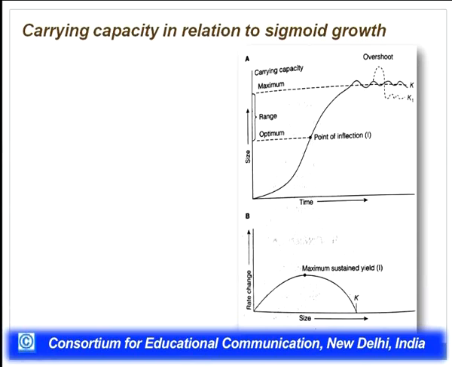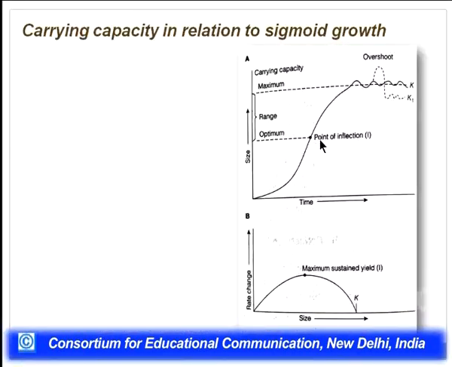This is also referred to by game fish and game managers. The point of inflection is the point of maximum growth, because here the individuals are very quickly replaced. So even if they harvest, they are very quickly replaced. So this is called the point of inflection, or the optimum carrying capacity.